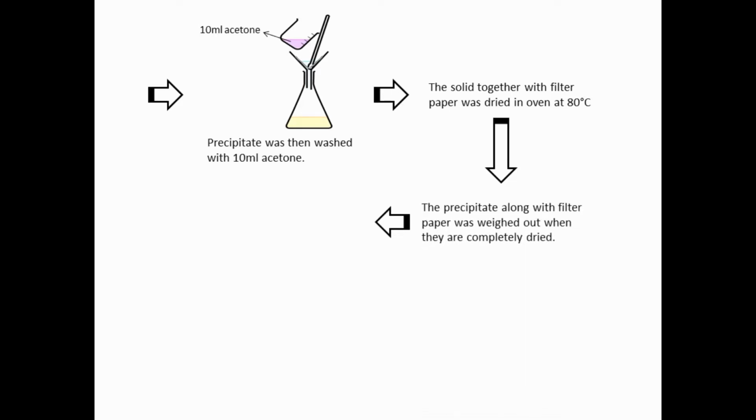The precipitate along with the filter paper was weighed out accurately when they were completely dry, and the mass was recorded. The procedure was then repeated twice.